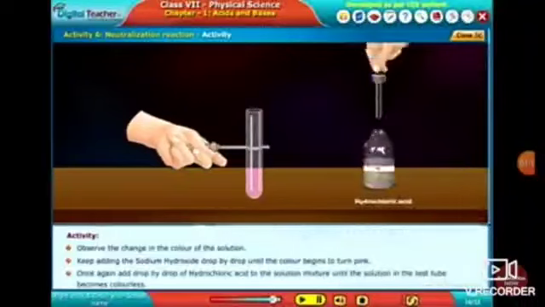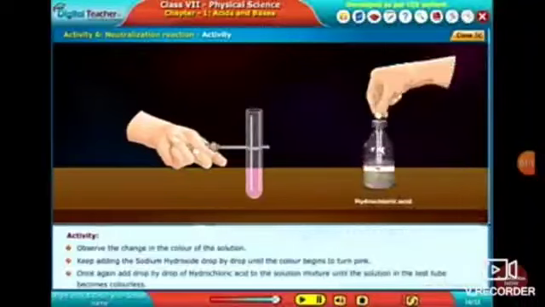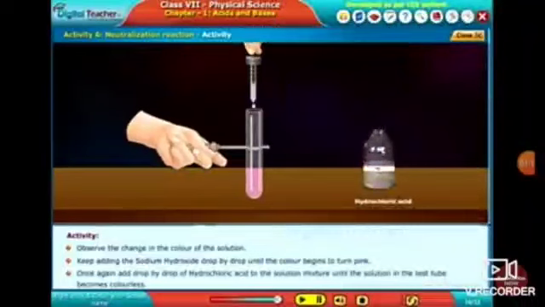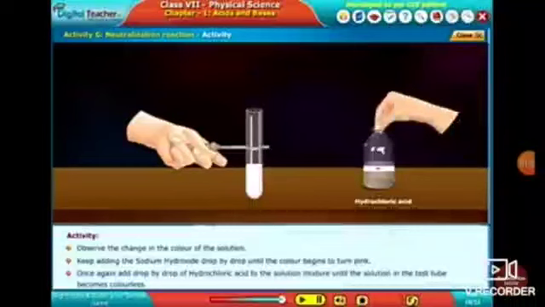Once again, add drop by drop of hydrochloric acid to the solution mixture until the solution in the test tube becomes colorless.